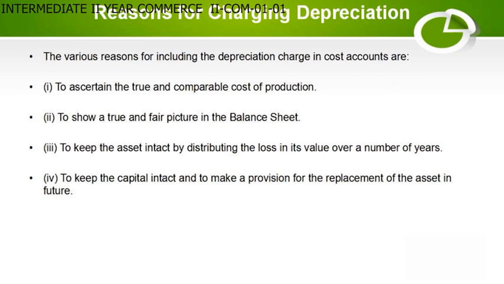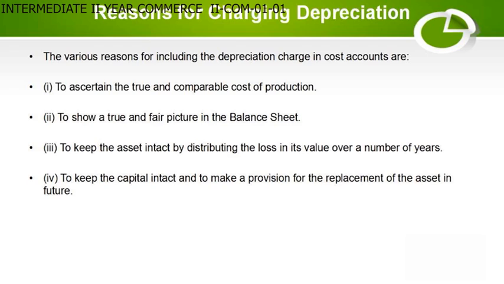The second point is to show correct financial position. The same example can be taken into consideration. If the value of the machinery is 10,000 rupees, in that year you have shown 1,000 rupees as depreciation. Then the net value of the asset will be 9,000 at the year ending.